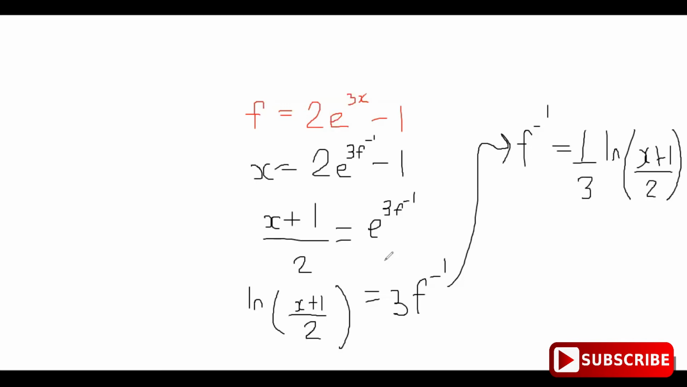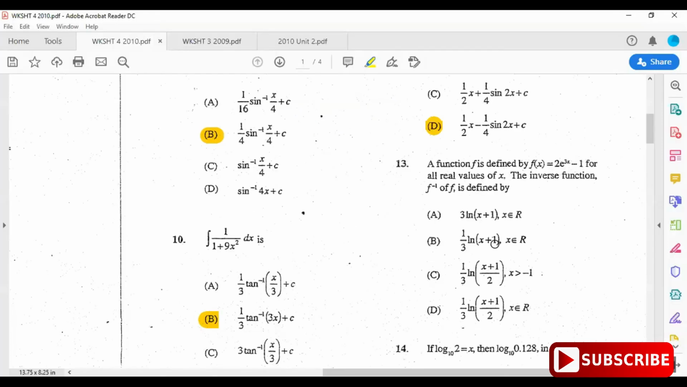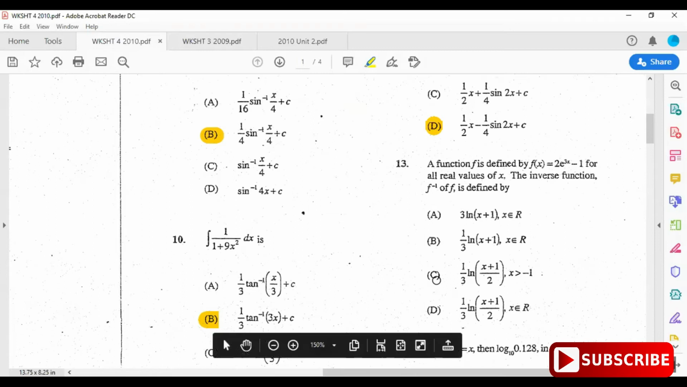So that's what they do. All right. Easy question. That's what they were asking us, to find f inverse: 1 over 3 ln of x plus 1 over 2.